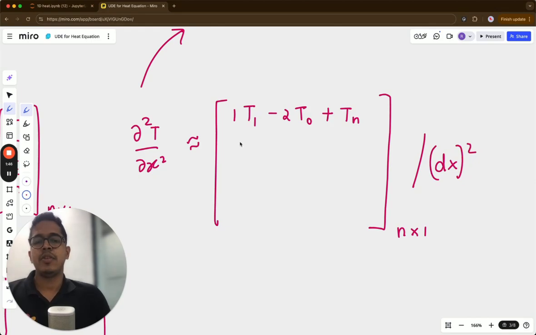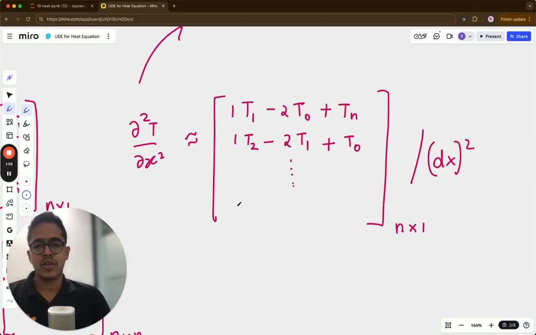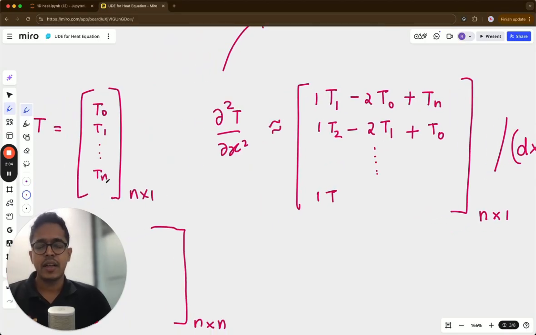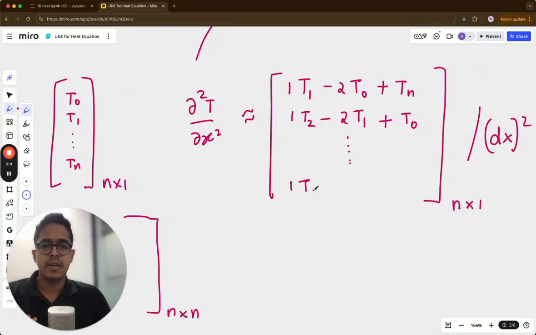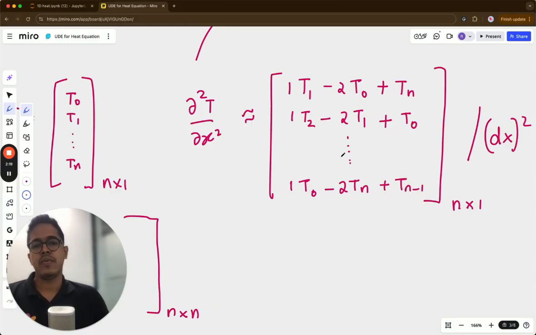Now the second element should be 1 times T2, minus 2 times T1, plus T0. Like that, what should the last element be? The last element should be 1 times Tn plus 1, but Tn plus 1 does not exist. What's the next element after Tn? Since it's a circular boundary condition, the next element after Tn will be T0, minus 2Tn, plus Tn minus 1. This is the approximation of the Laplacian operator. So this is what we want to get.